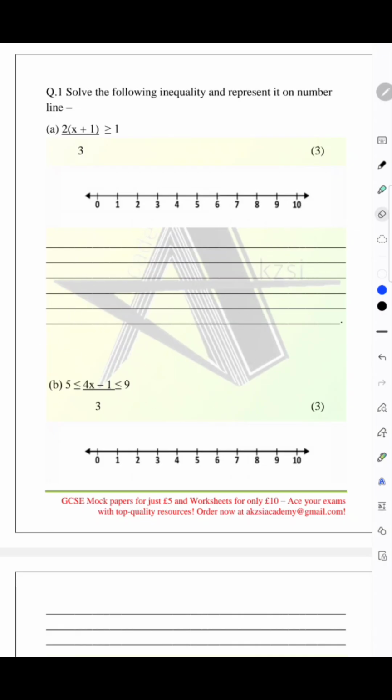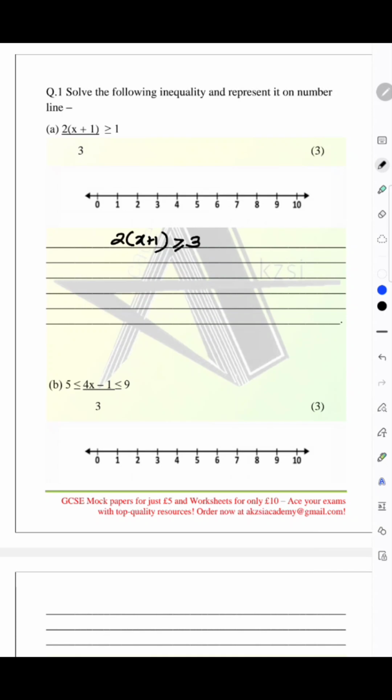Now solving this one, it says 2 times x plus 1 over 3 greater than equals 1. So for that I'll be multiplying both the sides by 3. Then this will be 2 times x plus 1 greater than equals 3.